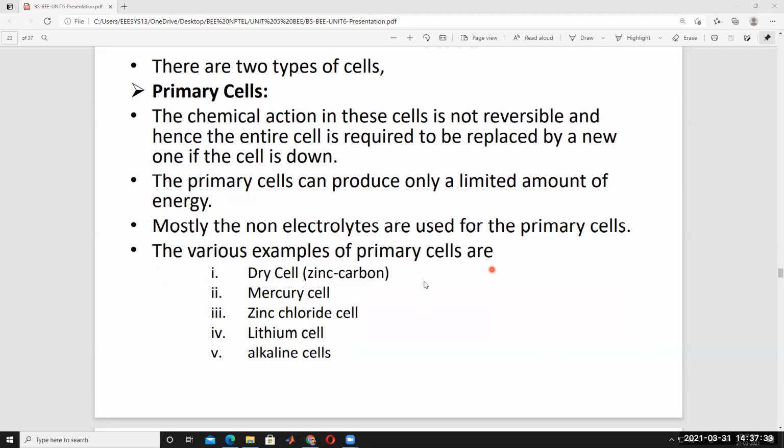These are the different examples of primary cells: the dry cell, which is zinc carbon, then the mercury cell, the zinc chloride cell, the lithium cell, and the alkaline cell. These are the different types of primary cells.